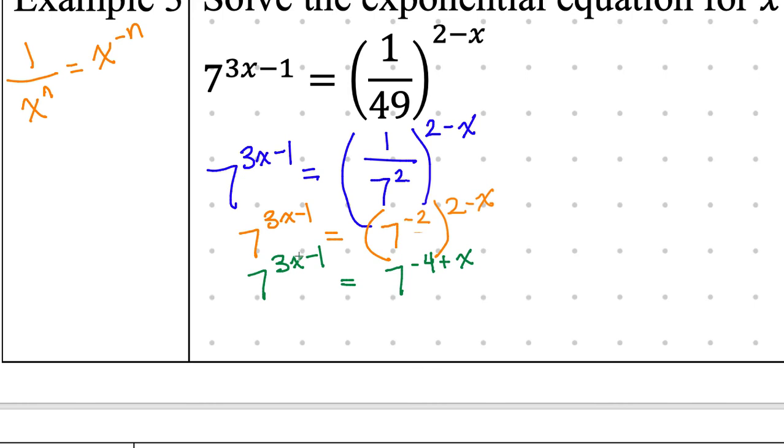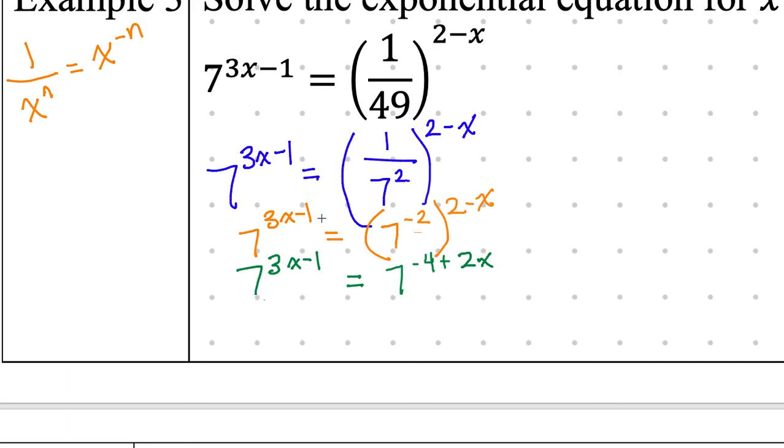I think I found an error. Yeah, it'd be 2x, right? Ah, yes. 7 to the power of negative 4 plus 2x is equal to 7 to the power of 3x minus 1. Yeah, thank you, India.